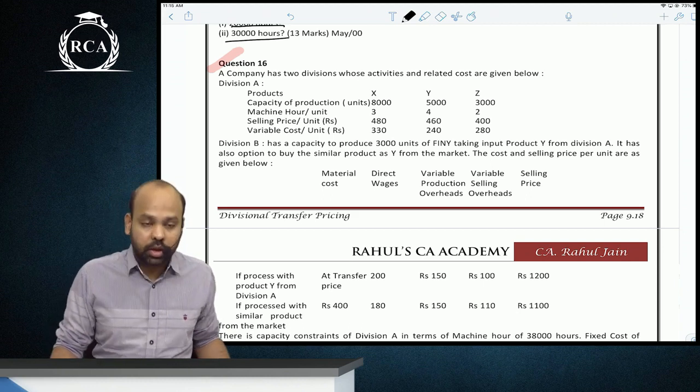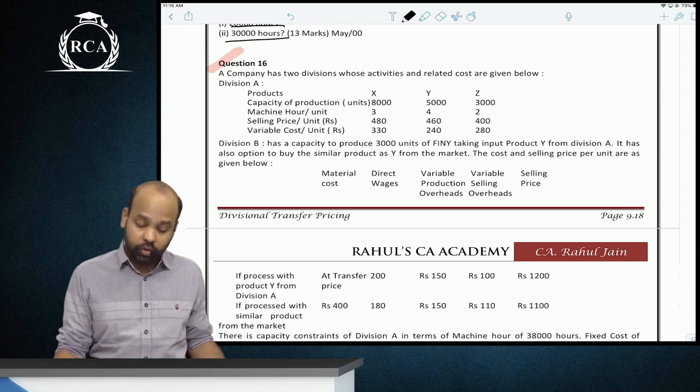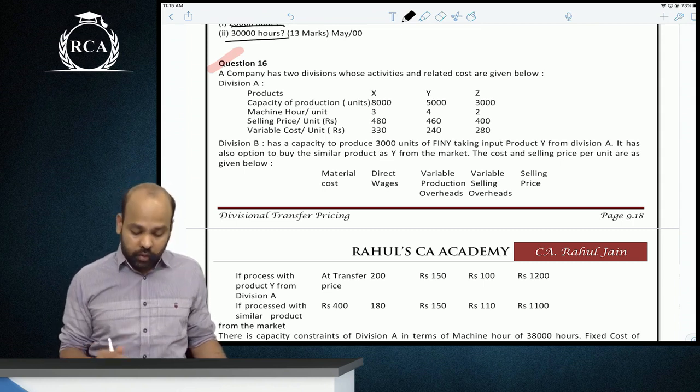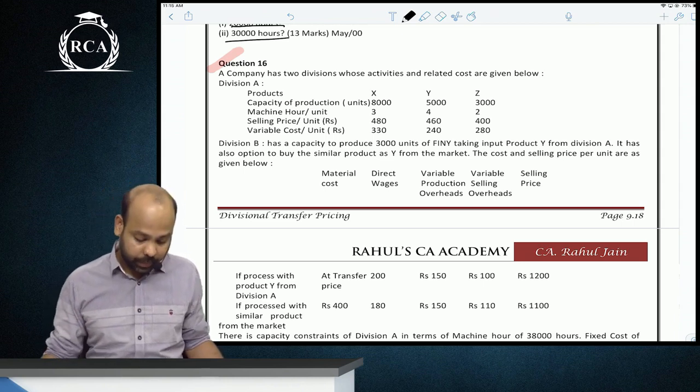Machine hours per unit are 3, 4 and 2. Selling price per unit is 480, 460 and 400. Variable cost per unit is 330, 240 and 280. The question isn't framed correctly as such, beta, but you'll have to take only this information.